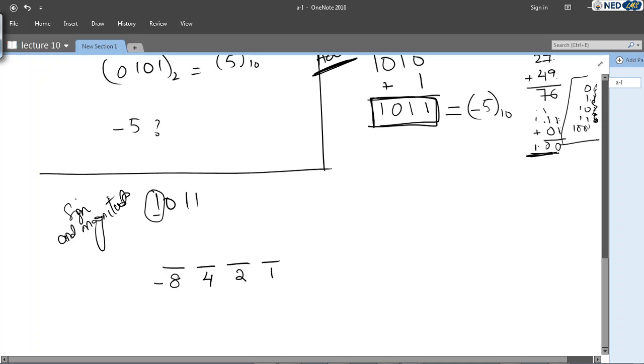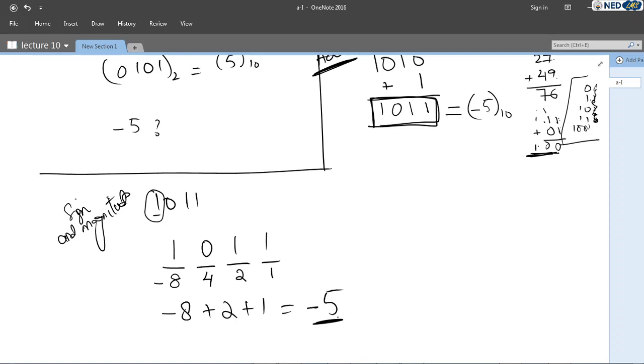Let's see how it works. So 1011: that means minus 8 is active, 2 is active, and this 1 is active. That means minus 8 plus 2 is minus 6, minus 6 plus 1 is minus 5. And that's how computers represent negative numbers, because it simplifies things: we do not need to write another subroutine or make another circuit to add or subtract numbers.